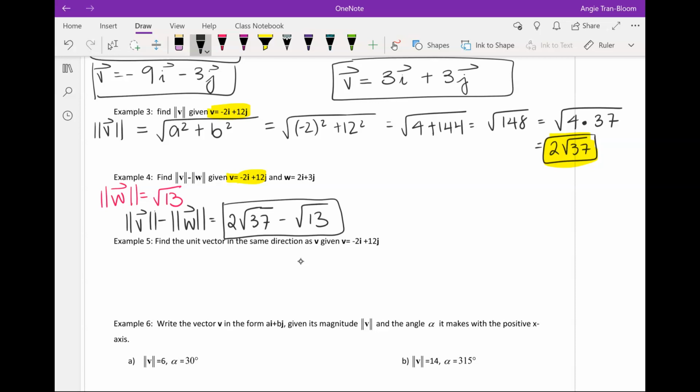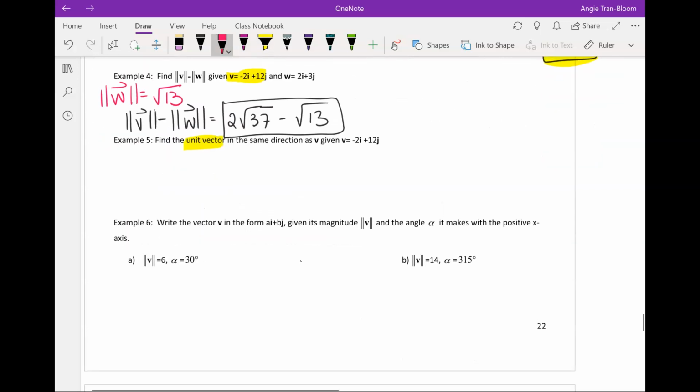Can you help me read the instructions for example 5, please? Thank you. Find the unit vector. What is the definition of unit vector? We have to write that down. Unit vector equals... What's the definition? Magnitude is 1 unit. It is, but what's the formula? Because I need to find it. Tim. Vector u is equal to v over the magnitude. Equals vector v divided by the magnitude of what?